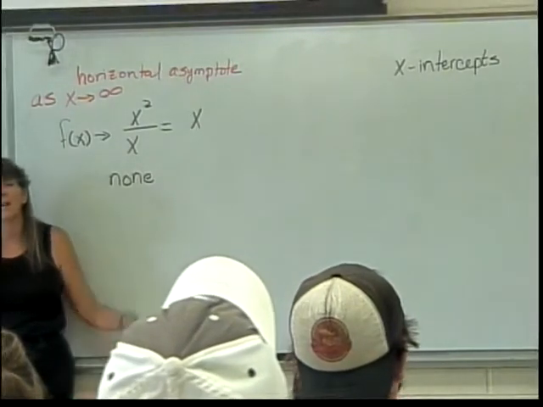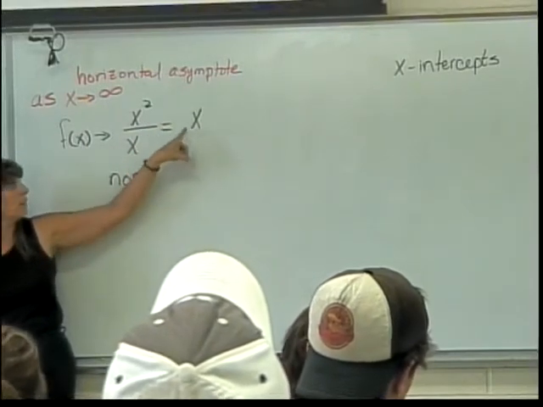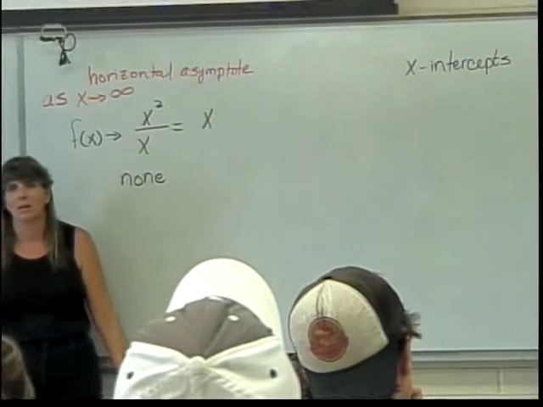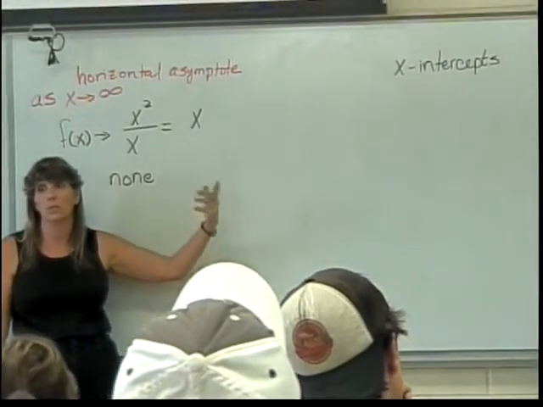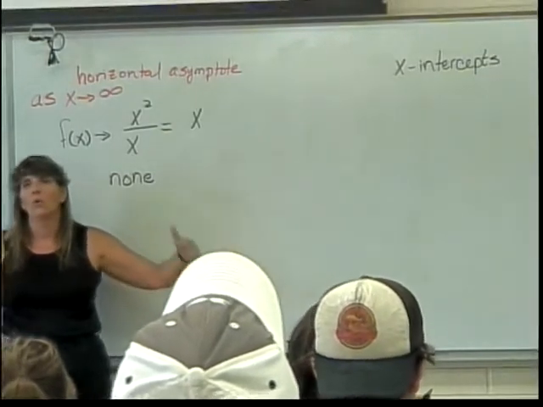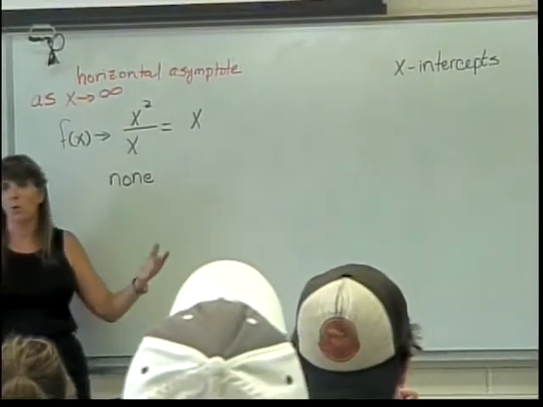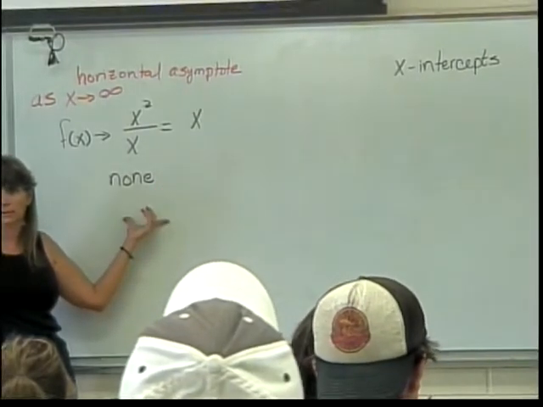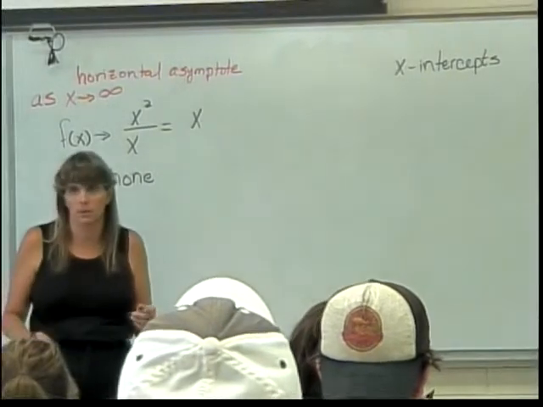Even if you kept the minus 9x part, when you simplify, you get x minus 9. And so you'd be going to something really huge minus 9, which is still something really huge. Yes? So something really huge that just keeps getting bigger means you have no horizontal asymptote. So if we end up with just x, we have no horizontal asymptote. That's right.